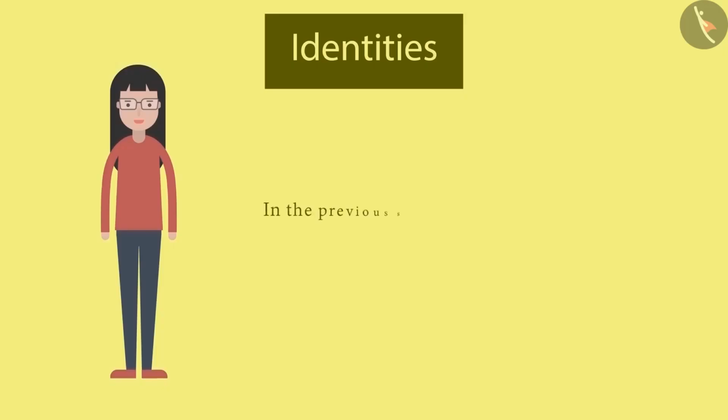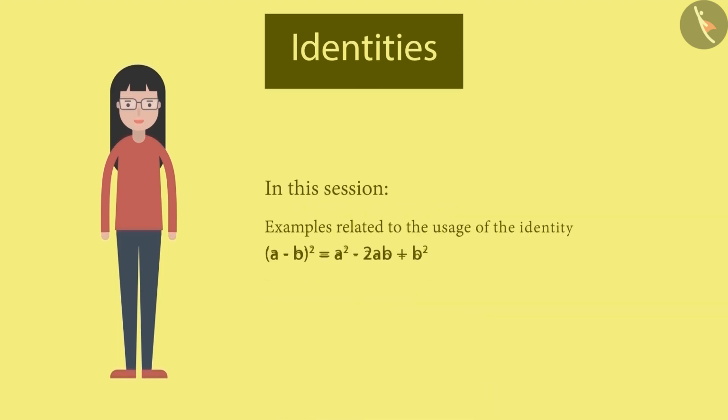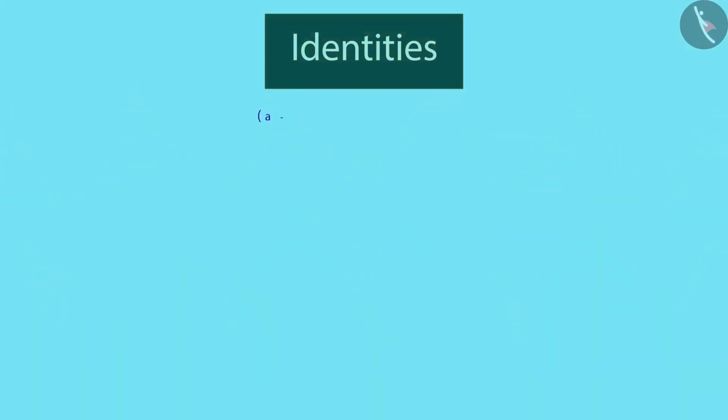In the previous session, we had seen this identity: a minus b raised to the power of 2 is equal to a raised to the power of 2 minus 2ab plus b raised to the power of 2. In this session, we will see how to use this identity with the help of some examples. Let us see the first example.